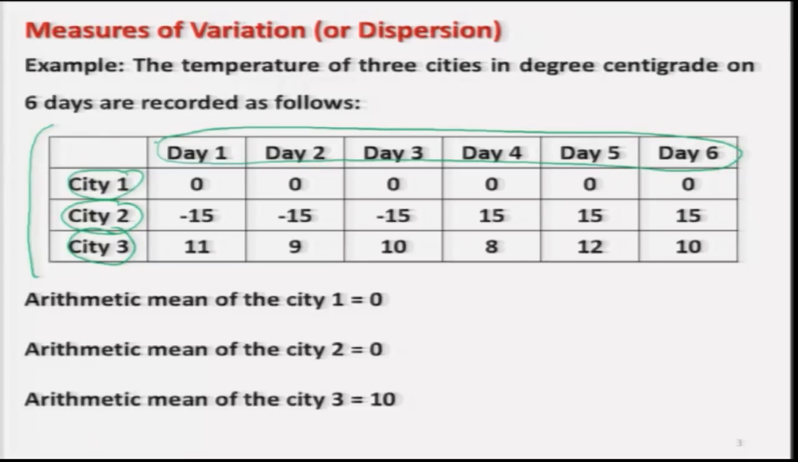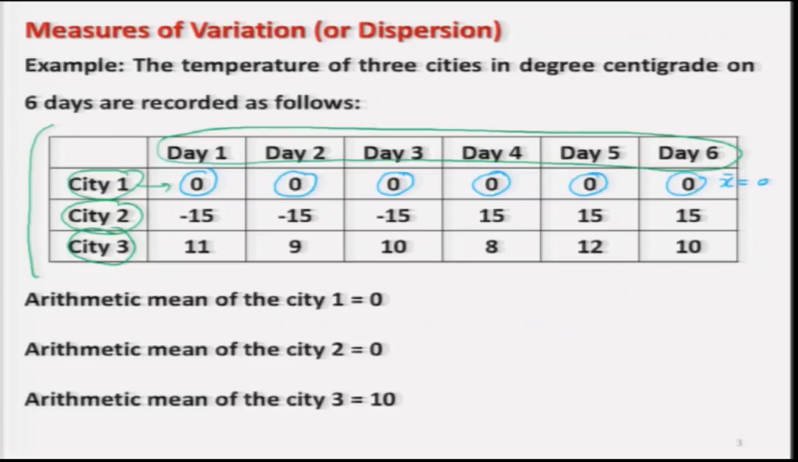If you observe city number 1, you can see the temperature on day 1 is 0. The temperature on day 2 is 0. The temperature on day 3 is 0. And the same temperature continues for all the 6 days. So in this case, if you try to find the mean of these temperature observations, it will come out to be 0.